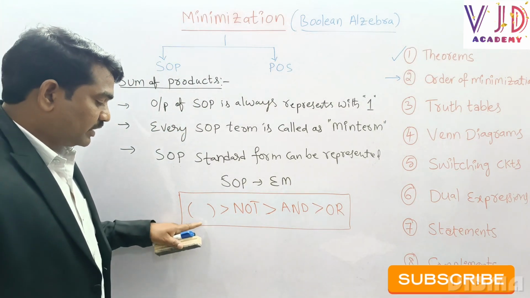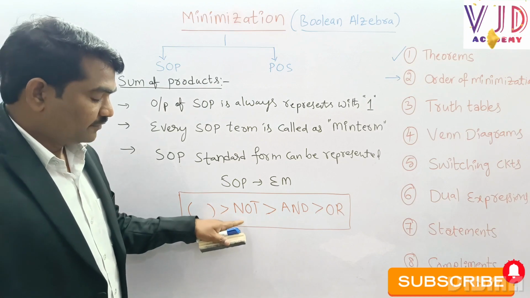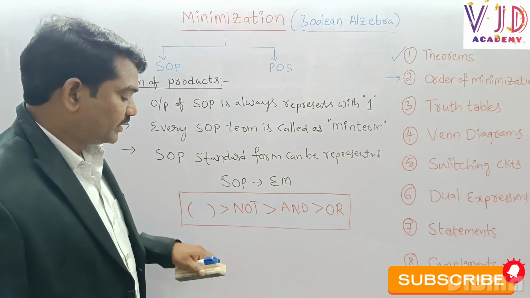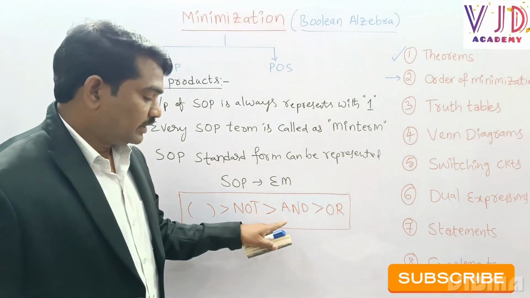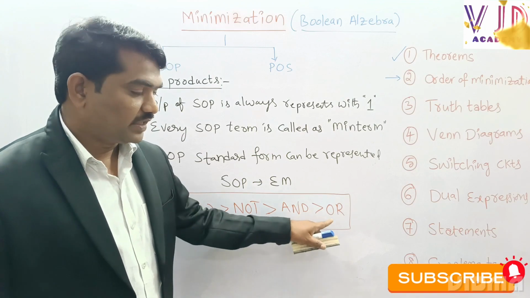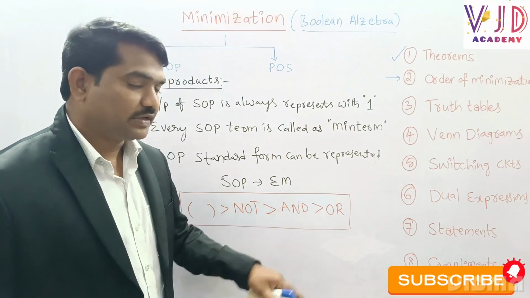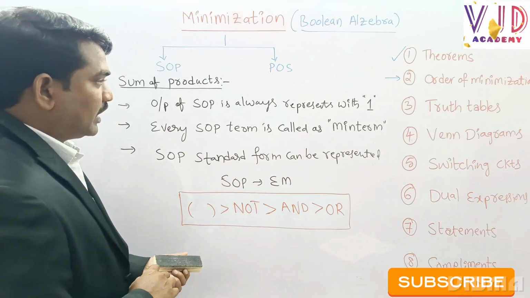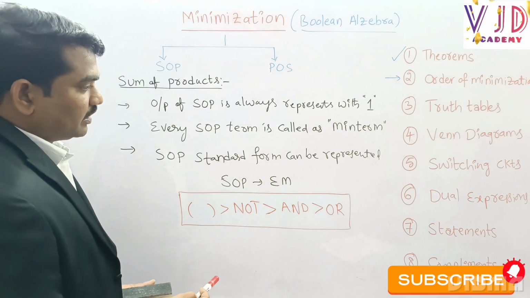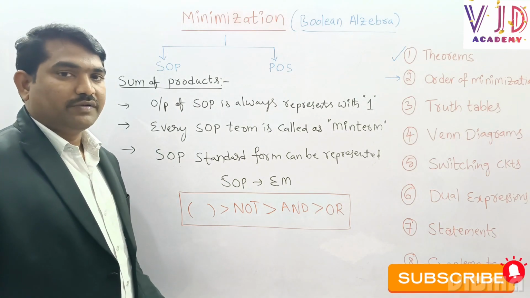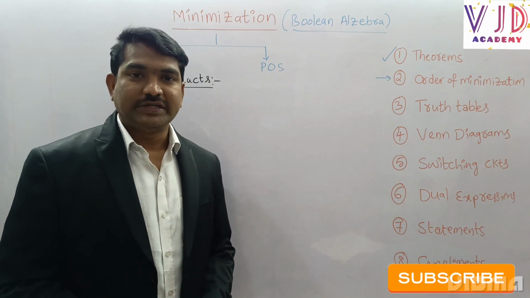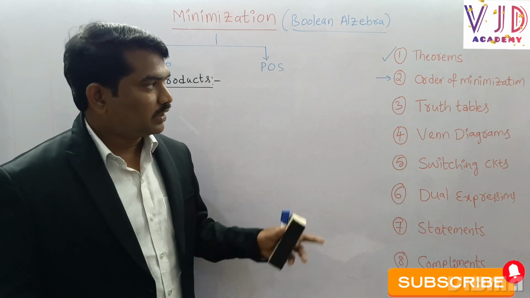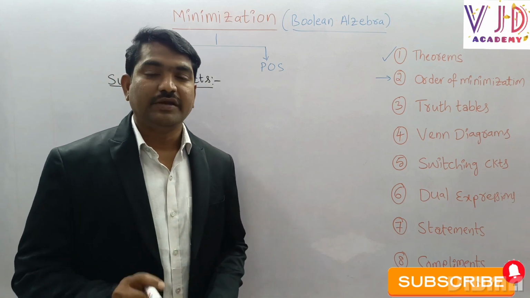The first priority is bracket and then NOT gate, which means we need to check whether there is any complement term. Then we make the AND operation, and finally we add, that is, we make the OR operation. This is the order of priority. Now let us try to understand what canonical form, standard form, and min term are. Let us understand how to minimize using SOP form with an example.